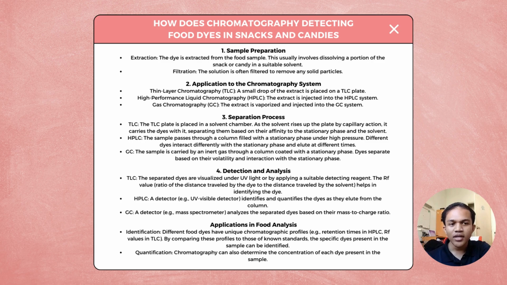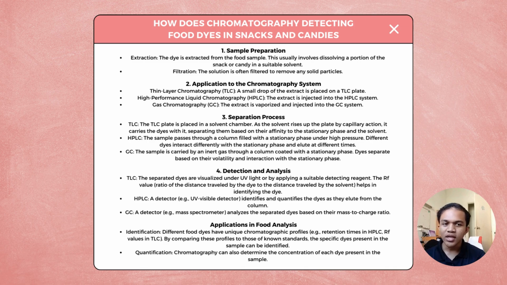Lastly, it is the detection and also the analysis, where for thin layer chromatography, the separated dyes are visualized under UV light or by applying a suitable detecting reagent. The Rf value, which is the ratio of the distance traveled by the dye to the distance traveled by the solvent, helps in identifying the dye.